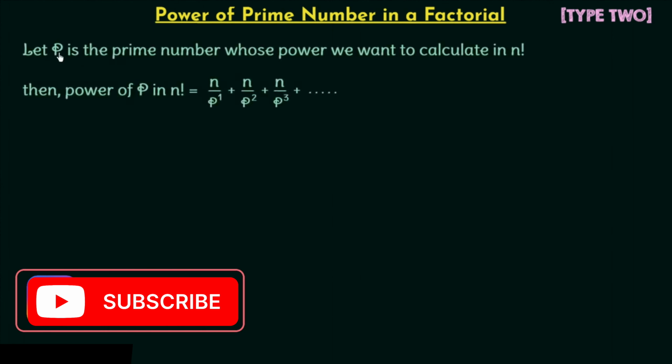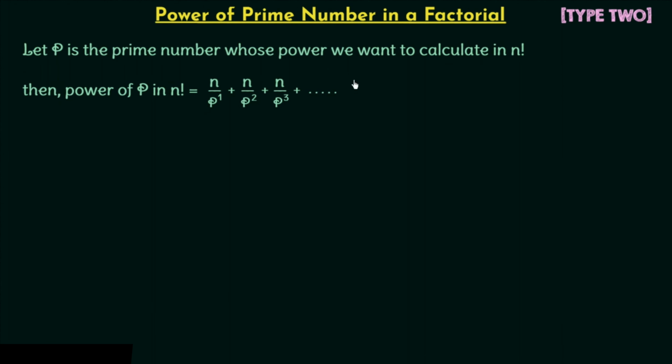Let's say P is the prime number whose highest power we want to calculate in n factorial. The highest power of P in n factorial is equal to n over p power 1 plus n over p power 2 plus n over p power 3 plus and so on. So using this formula, we can have the highest power of prime number P in n factorial.